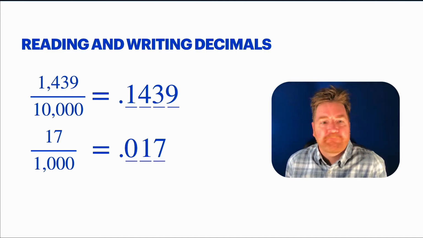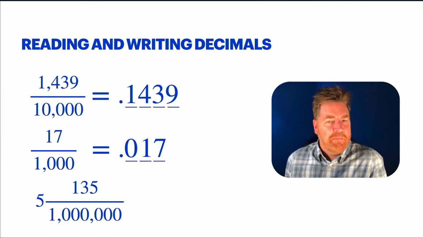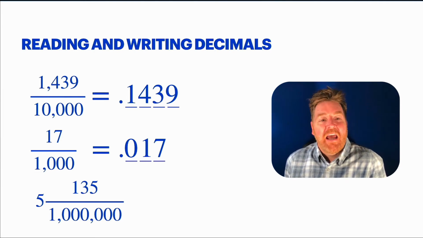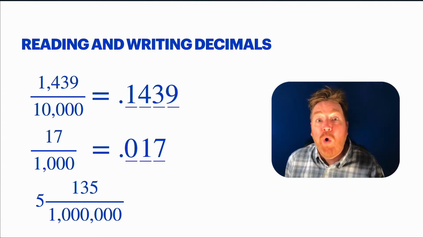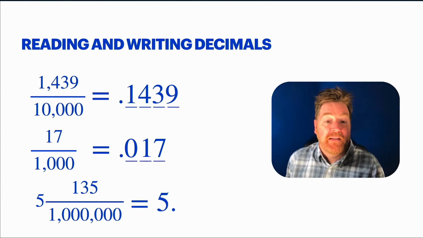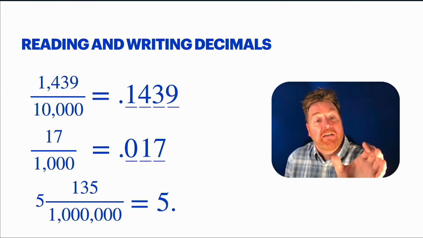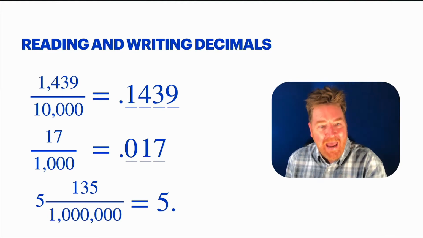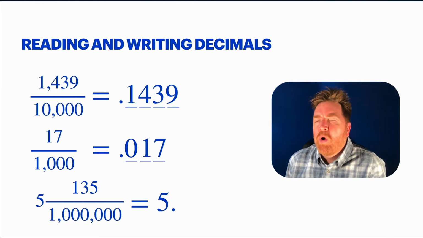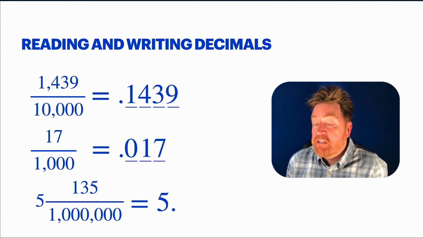Looking okay? All right. How about a mixed number? If we had 5 and 135 millionths. Okay. Well, all right, mixed numbers are no big deal. The 5 is just 5 ones, right? So we know what that's going to be. It's going to be in the place to the left of the decimal point. So 5, and so now we got to place that 135 millionths.